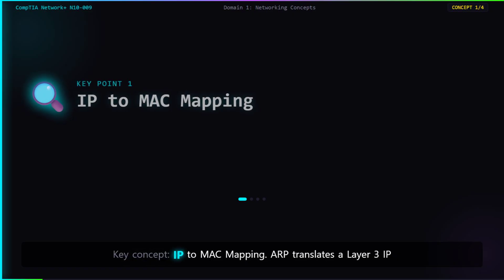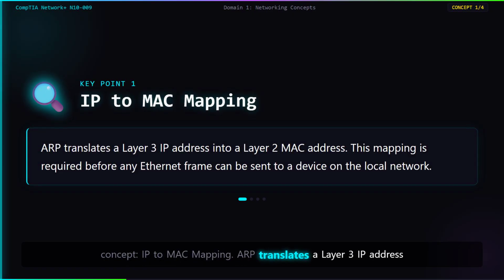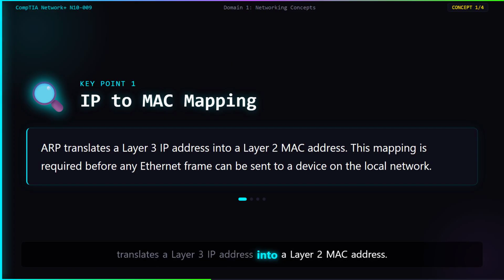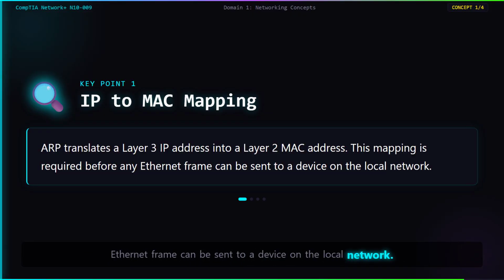Key concept, IP to MAC mapping. ARP translates a Layer 3 IP address into a Layer 2 MAC address. This mapping is required before any Ethernet frame can be sent to a device on the local network.